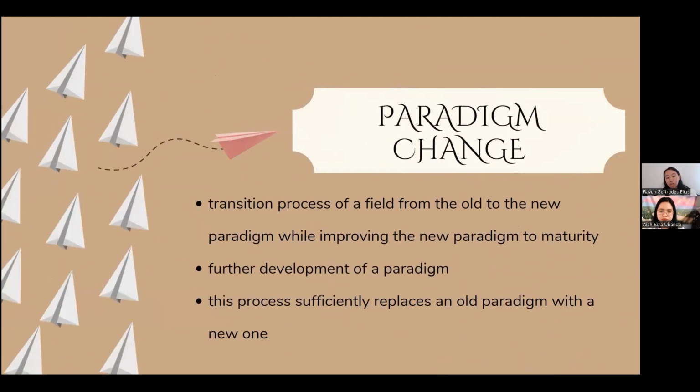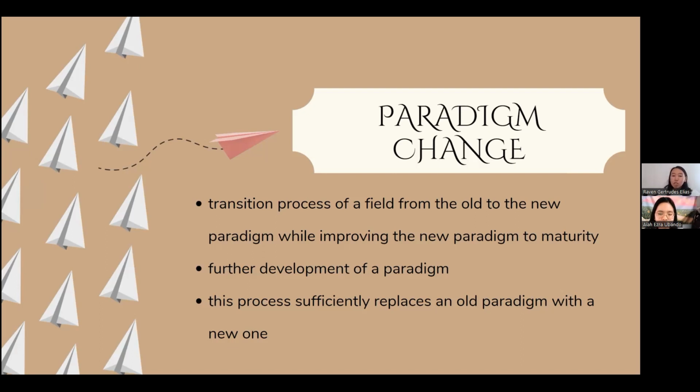Moving on, we'll now talk about what a paradigm change, also called a paradigm shift, is. From what Aya mentioned earlier, a paradigm is a scientific achievement that provides model problems and solutions to a community of practitioners. So if we put paradigm and the word change together, it will be the transition process of a field from the old to the new paradigm, while improving the new paradigm to maturity. So to put it simply, a paradigm change is just the further development of a paradigm. It can be the construction of elaborate equipment, or the development of esoteric vocabulary and skills, or even the refinement of concepts. Through this process, an old paradigm is sufficiently replaced by a new one.